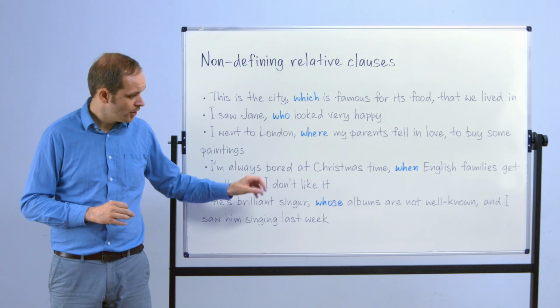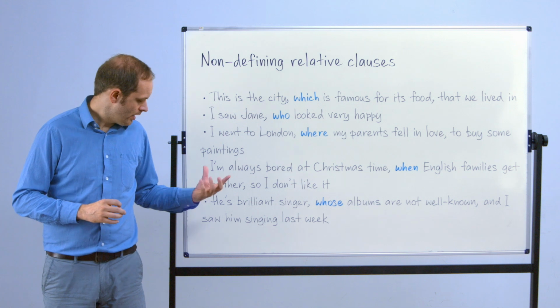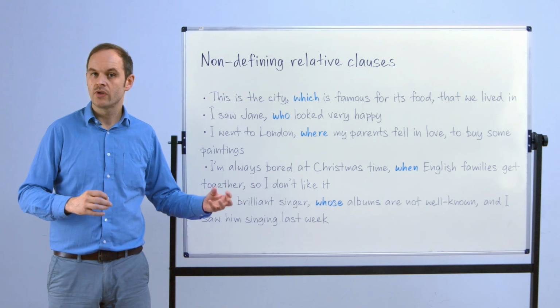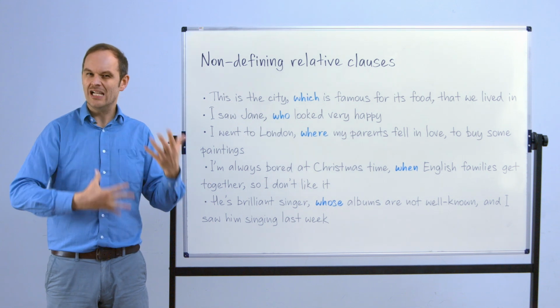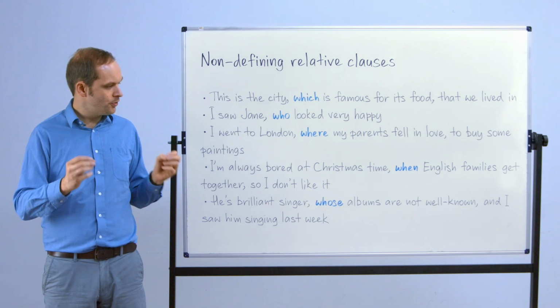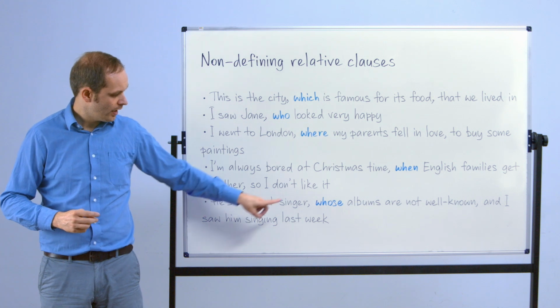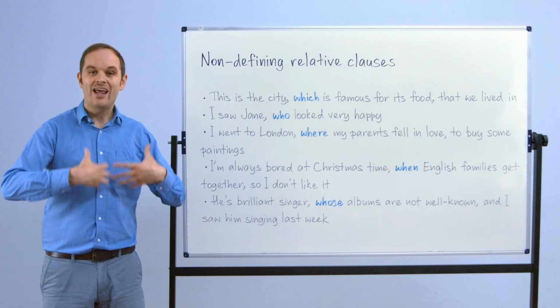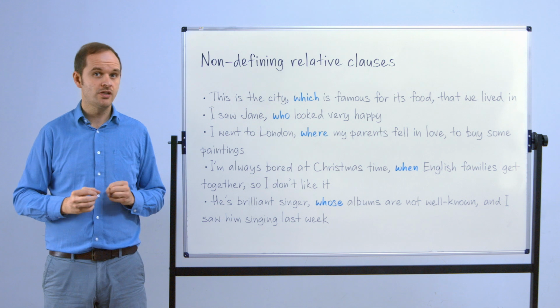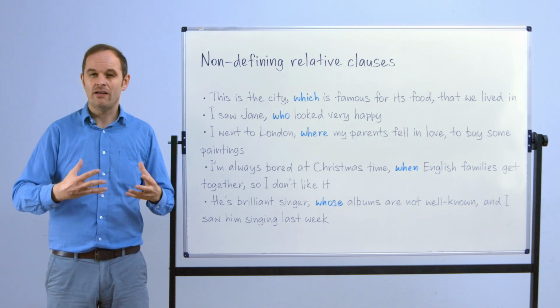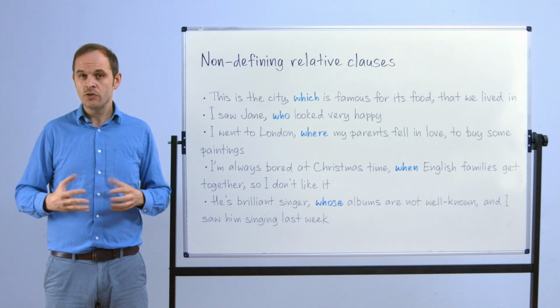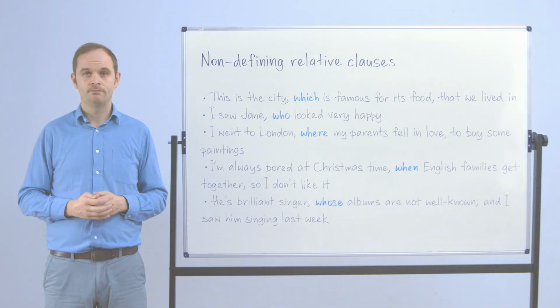He's a brilliant singer whose albums are not well known, and I saw him singing last week. So again, this time we're describing the singer, and we're describing the albums from the singer by using the non-defining relative clause, including punctuation, an extra sentence within a sentence to give more information. Non-defining relative clauses typically are used in reading and writing, but you can also use them in speaking as well.